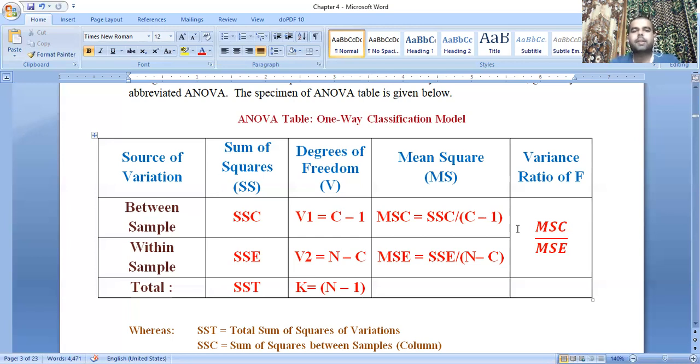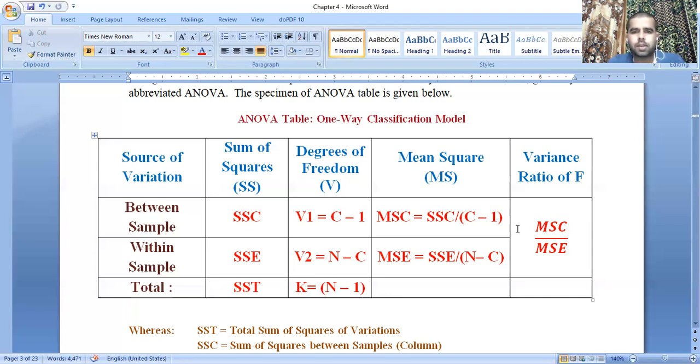Then degrees of freedom are V1, V2, and K. V1 is equal to C minus 1, V2 is equal to N minus C, K is equal to N minus 1. What is this C, what is this N, and what is this K? Already we discussed this in class 2. You can see it there also.